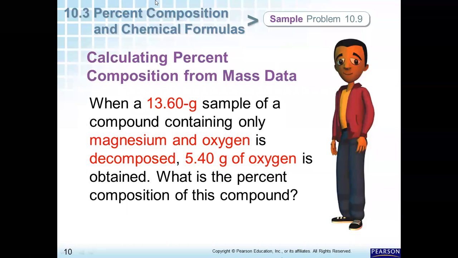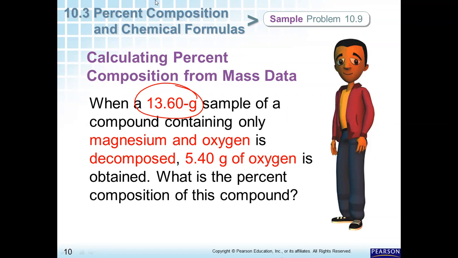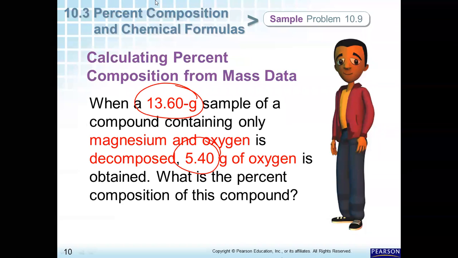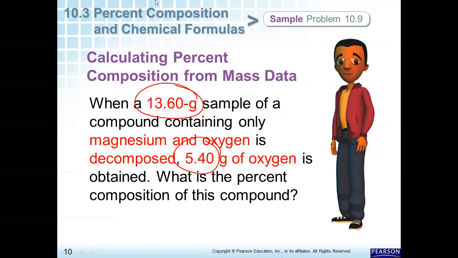Okay, here's an example. We have a sample from a compound that is 13.6 grams, and upon analysis, they found that this compound is made from magnesium and oxygen. Okay, that is known. And then when they determined the oxygen, they found it to be 5.4 grams. So the question, what is the percent composition of the compound? In other words, you need to find the percent composition of oxygen and that of magnesium.